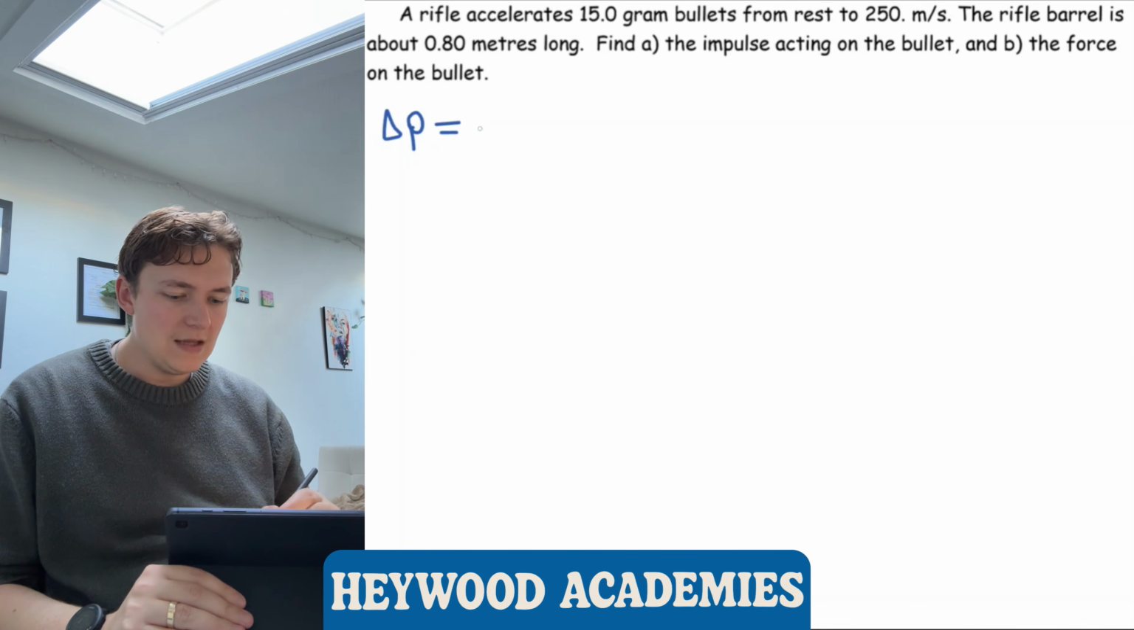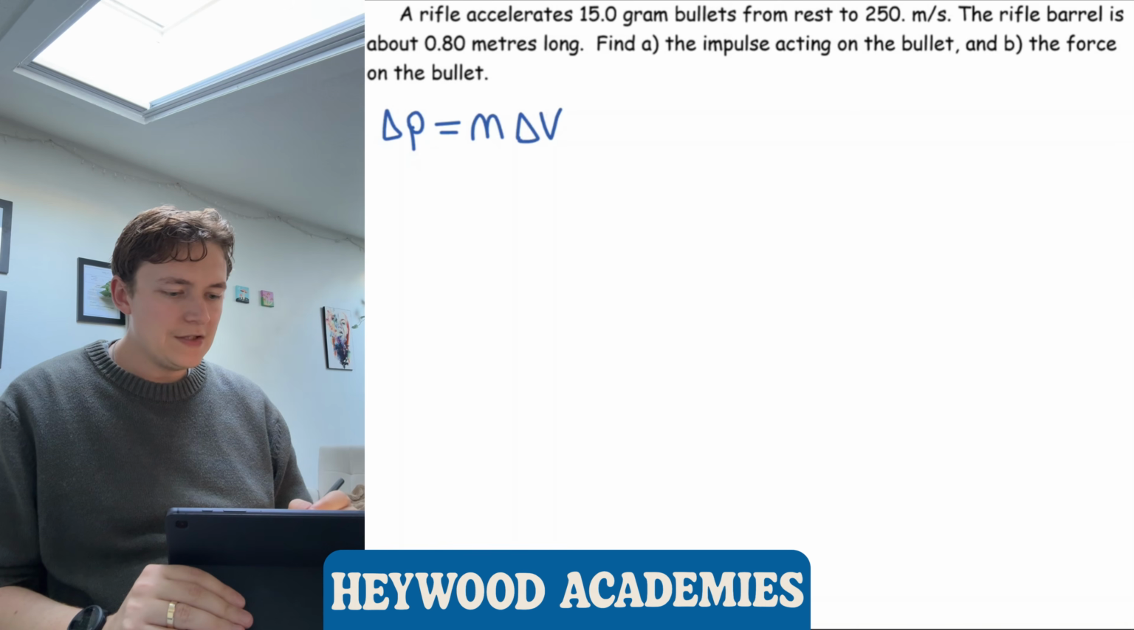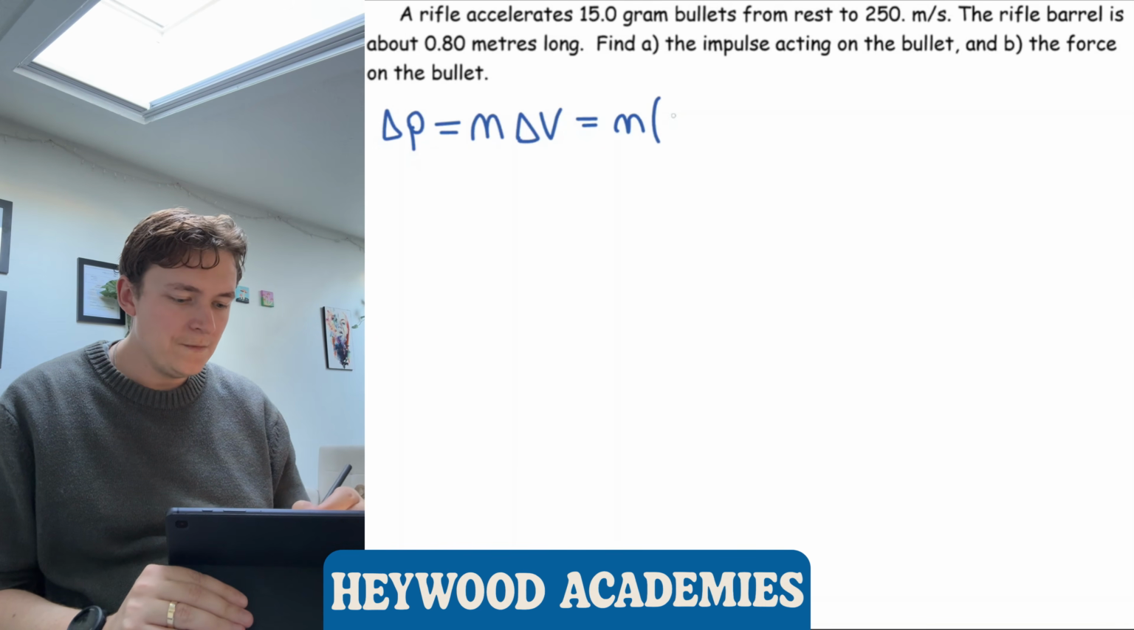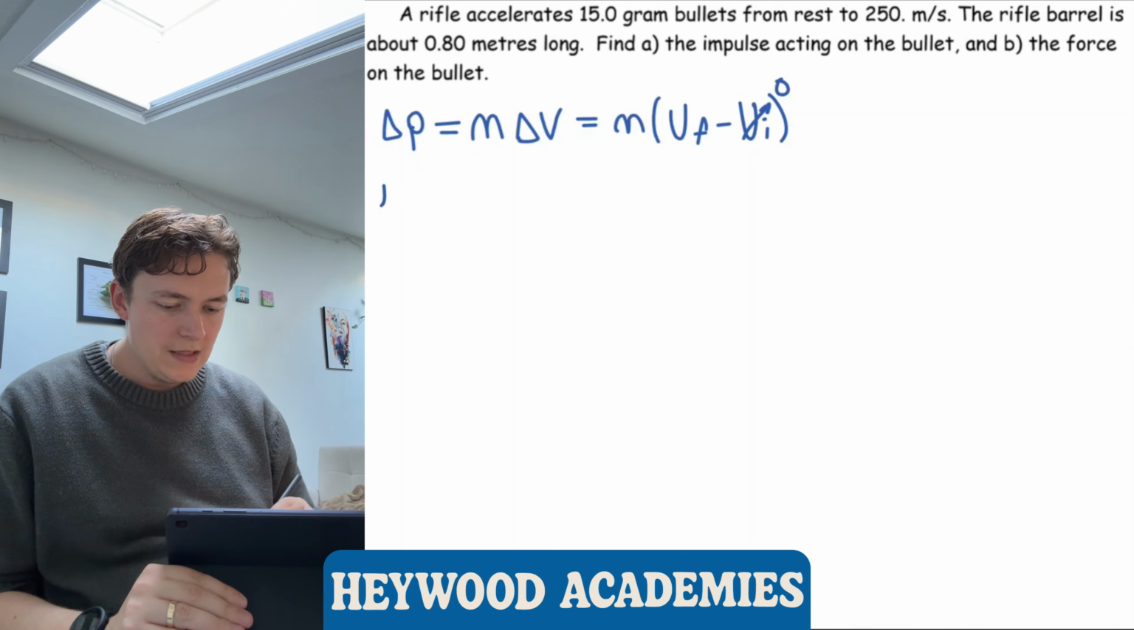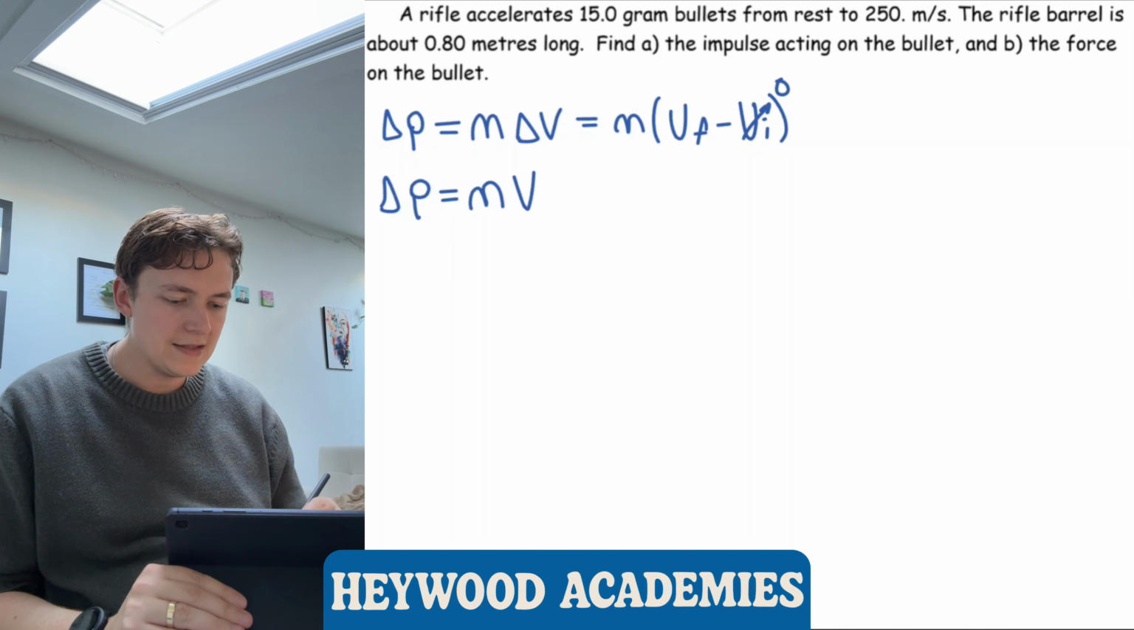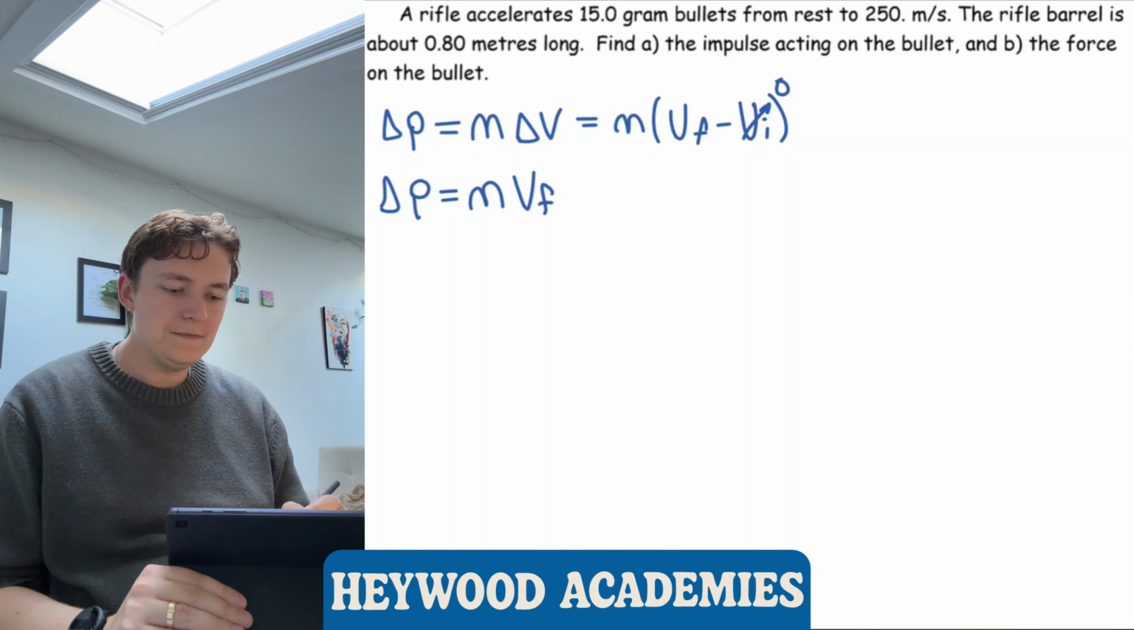Change in momentum is going to be mass times change in velocity. Now in this case we're starting from rest, so we know that initial velocity is going to be 0. So we can expand this equation, get rid of the initial velocity term, and we can say that our change in momentum is, in this case, just the mass times that final velocity.